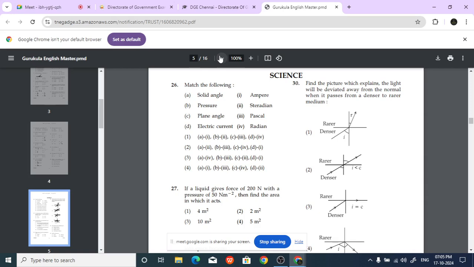No, sir, it is equal. No, first picture. I is bigger than R, sir. But we want what? The light will be deviated away from the normal. So we want R bigger than I. Which picture gives R bigger than I? I mean C actually, R.